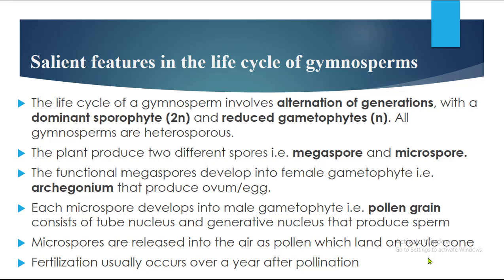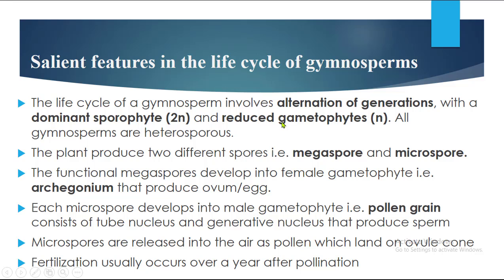Alternation of generation is actually plants having two types of generations, like sporophyte generation and gametophyte generation. Same is with the gymnosperms, that they have a dominant sporophyte generation and a reduced gametophyte generation. Sporophyte is dominant because the mature plant is sporophyte and it gives rise to gametophyte, and gametophyte is dependent on sporophyte for food and other nutrients. That's why it is reduced and sporophyte is dominant.